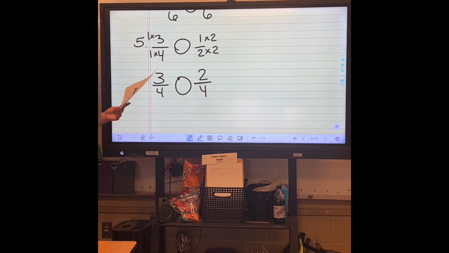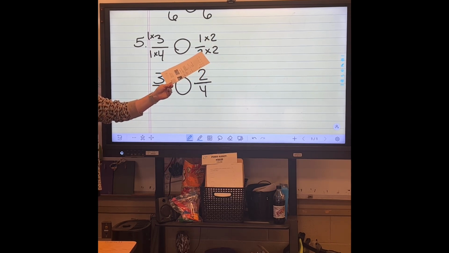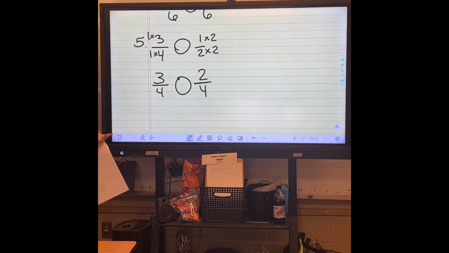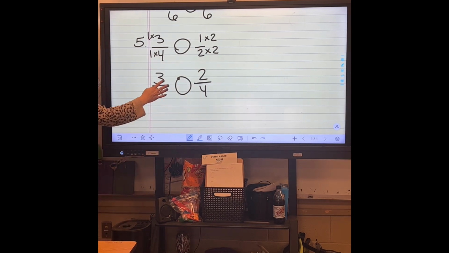Now listen, look at this 3/4. What did I multiply it by, top and bottom? 1. Look at 1/2. What did I multiply it by? Times 2. They're going to be different. It's okay that they're different. You just got to remember on the numerator and denominator, you got to follow the what? Golden rule.